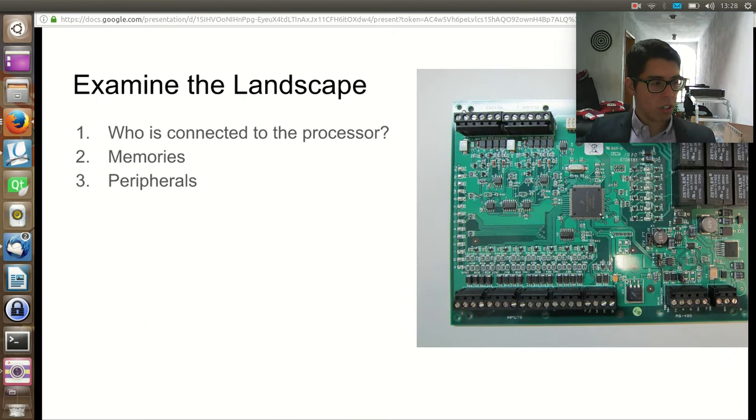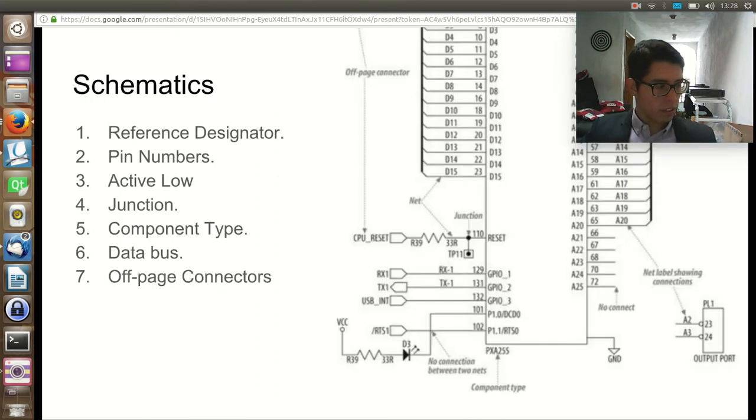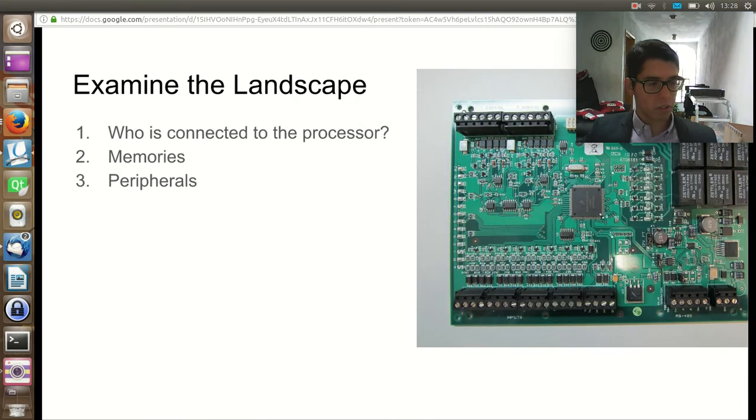The second step is to examine the landscape. Examining the landscape is about who is connected to the processor. You would like to imagine that you are the processor, and you need to figure out which components are connected with you.